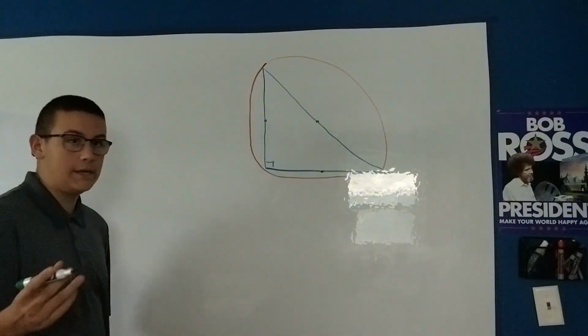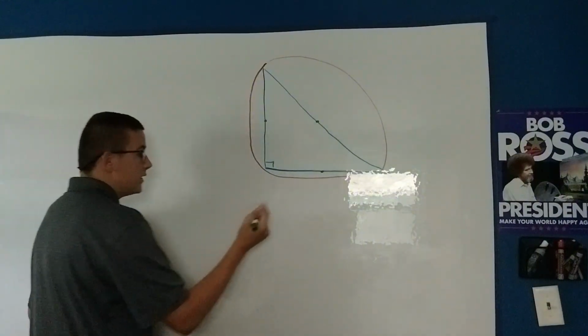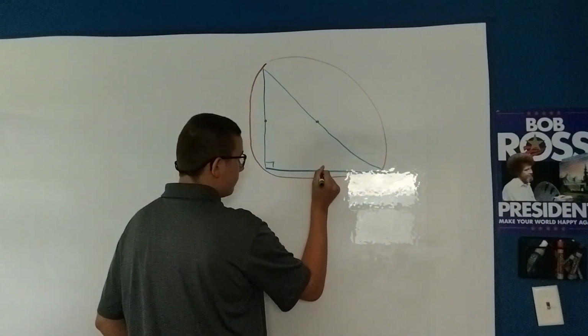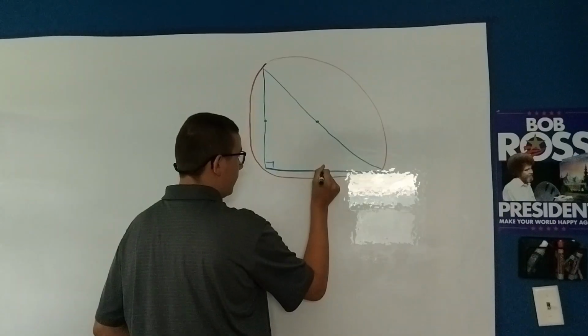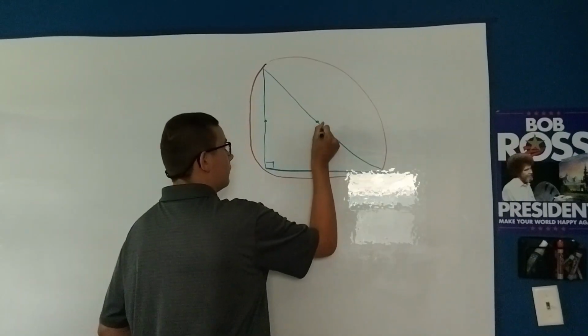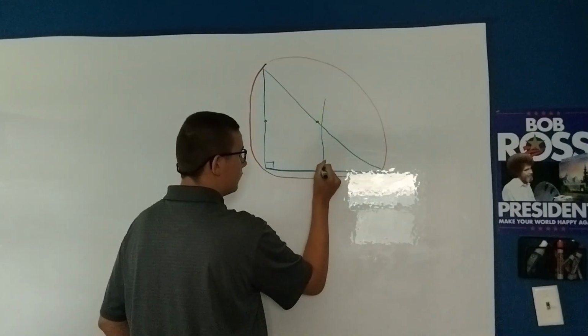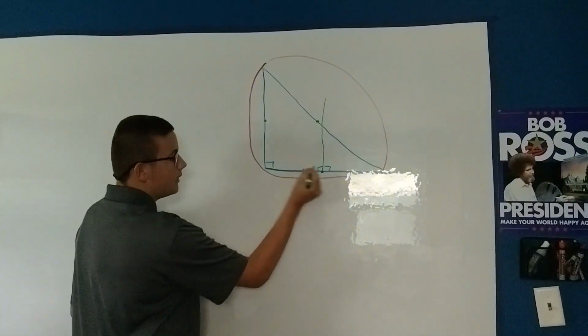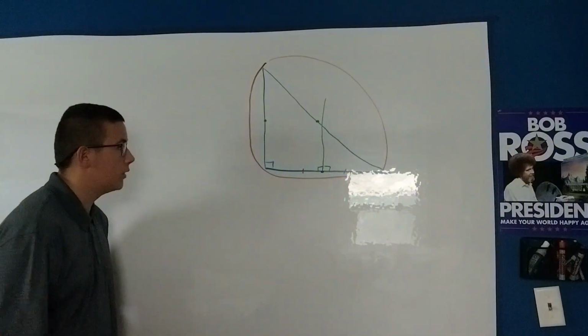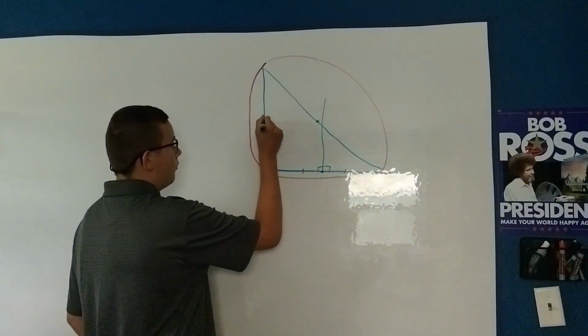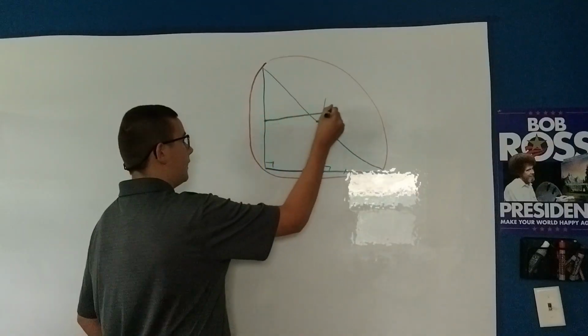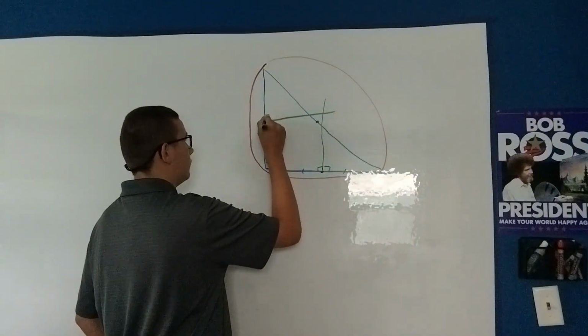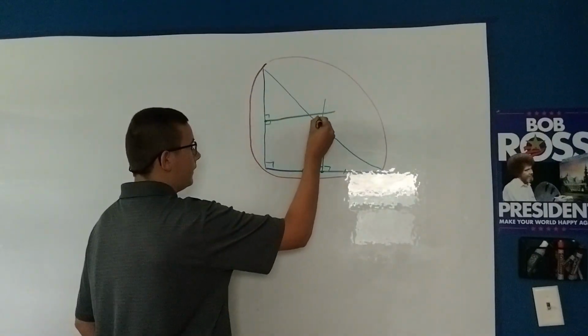And now from here, we can take a line starting here that goes perpendicular straight up like that. So it's 90 degrees, and those are going to be congruent. We also have one that comes straight out 90 degrees right here.